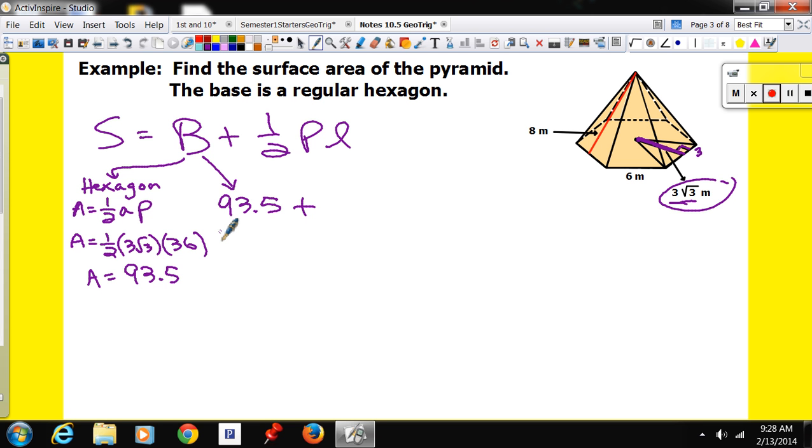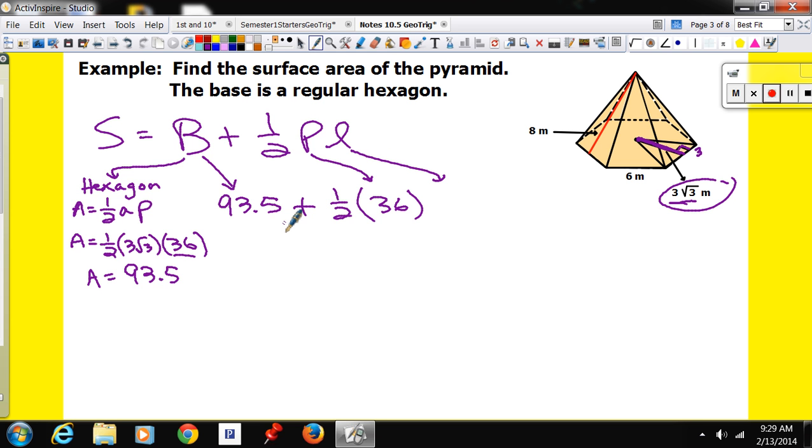They were nice to you. They gave you the apothem. They gave you the side. So the perimeter was easy. The apothem was easy. Times 1/2. You get your 93.5. Now let's plug in the rest of it. We need 1/2. Now do we know the perimeter again? We just found it, right? It was 36. So use that same perimeter over here. And this time we need the slant height.